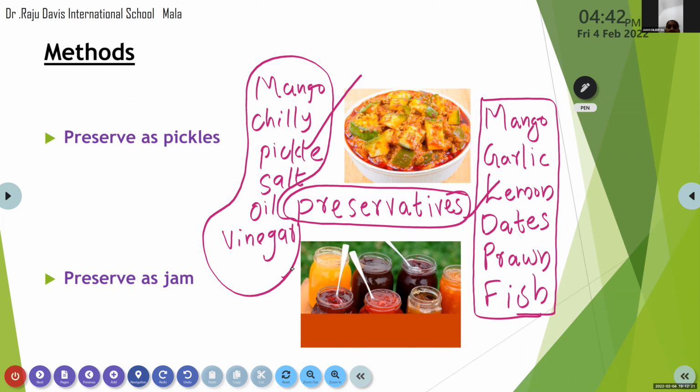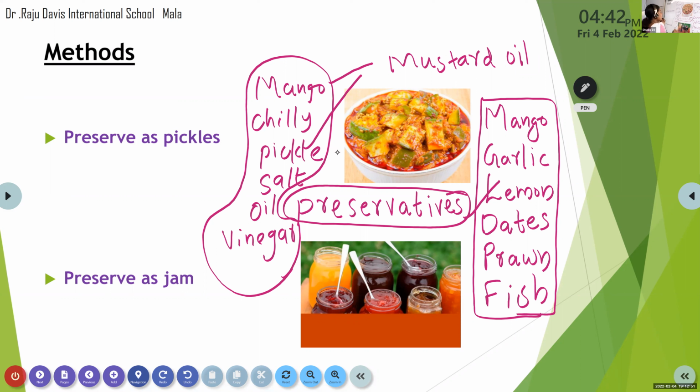My grandmother adds some mustard oil. Mustard oil, okay, it is also good for this pickle. We can use mustard oil or oil. So for making this mango pickle, we need mango, chili powder, pickle powder, then salt, oil, vinegar. So in these substances, some of them are preservatives.